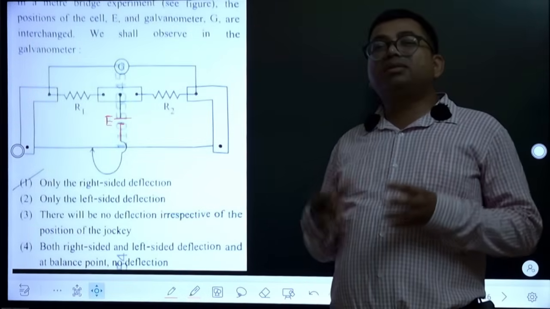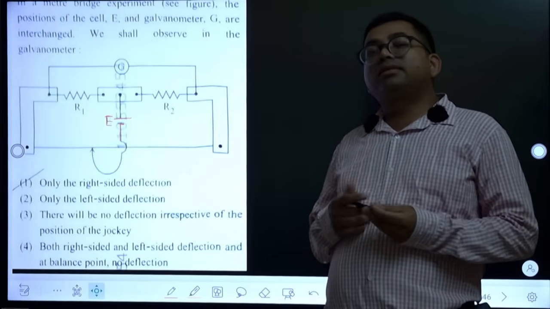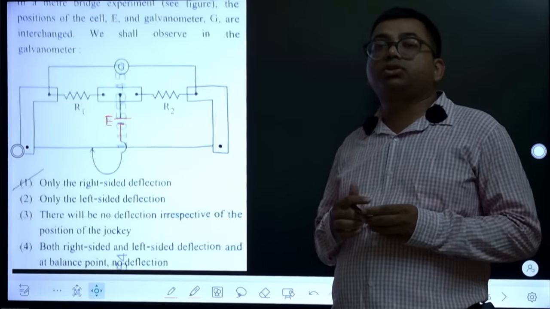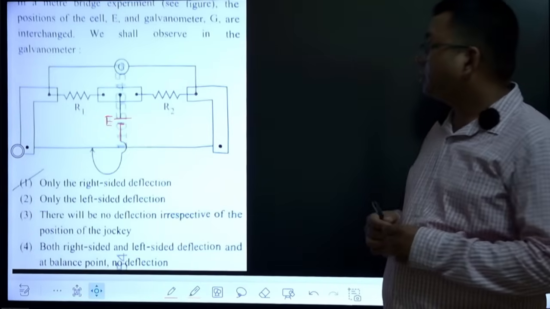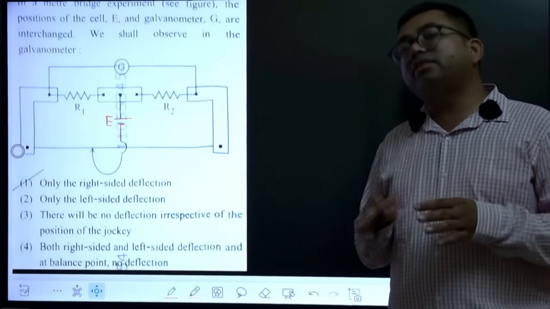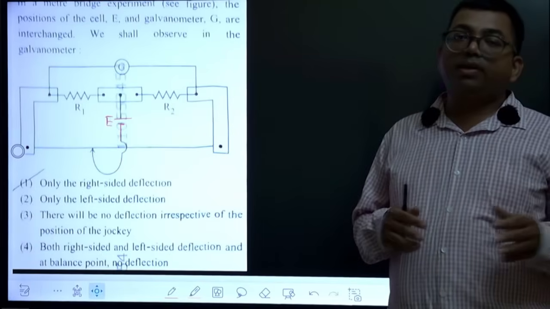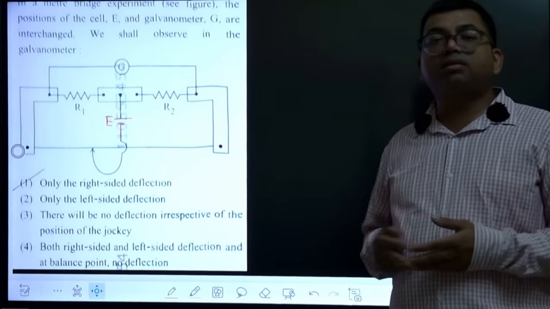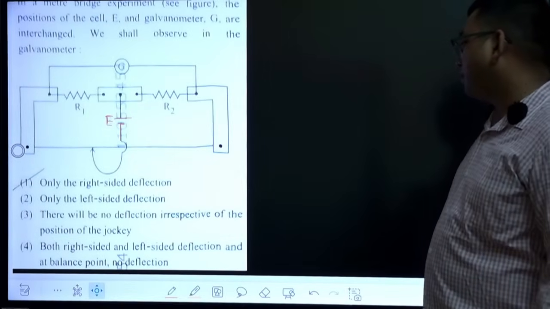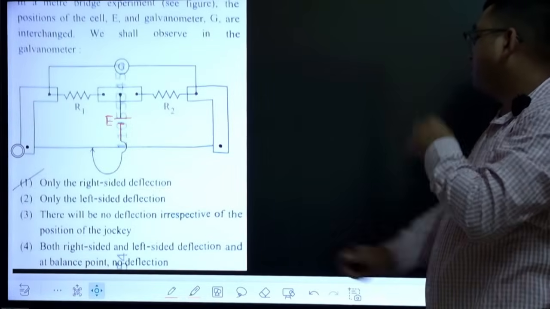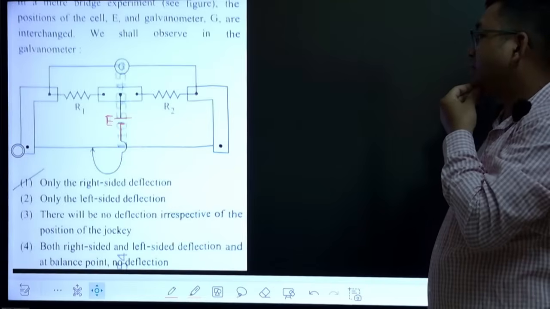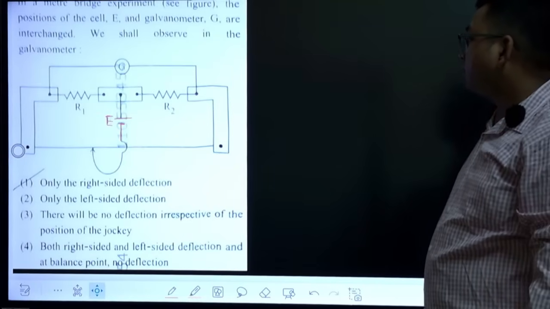So note that if you interchange the position of the cell and the galvanometer, the circuit does not change. The circuit does not change. So let us say right now it is balanced, and if you interchange, still it remains balanced only. But if you move left side or right side, deflection has to come whenever it is unbalanced. Correct. So both right side and left side deflection, and at balance point no deflection. Again the same thing will happen. There will be no deflection irrespective of the position of the jockey. That's not correct. Only left side, only right side.